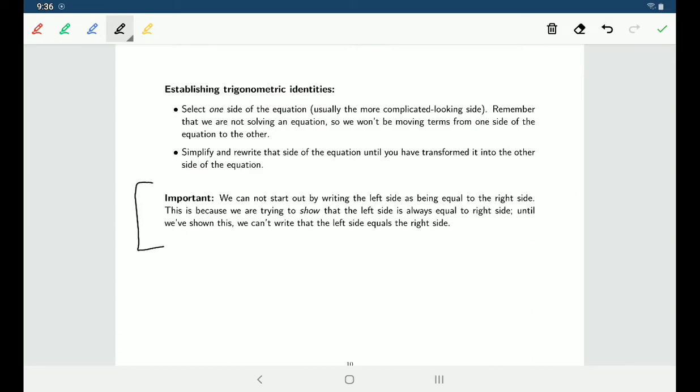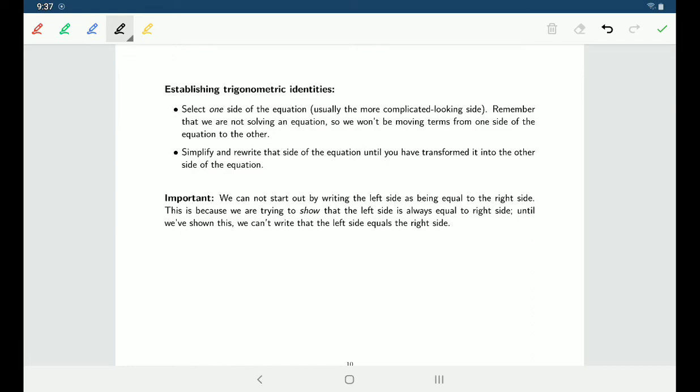Now, this is a little bit different than solving an equation. When I give you something like x plus 2 equals 7 and I ask you to solve it, then it's totally fine for you to move things from one side of the equation to the other because we're trying to find out what value of x makes the left side equal to the right side. But that's not what we're doing with a trig identity. We're not trying to find a value that makes the left side equal to the right side. We're trying to show that the left side is always equal to the right side.